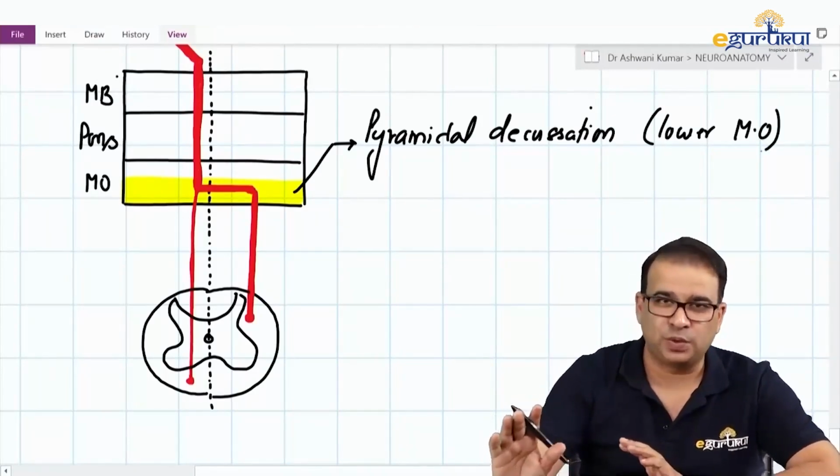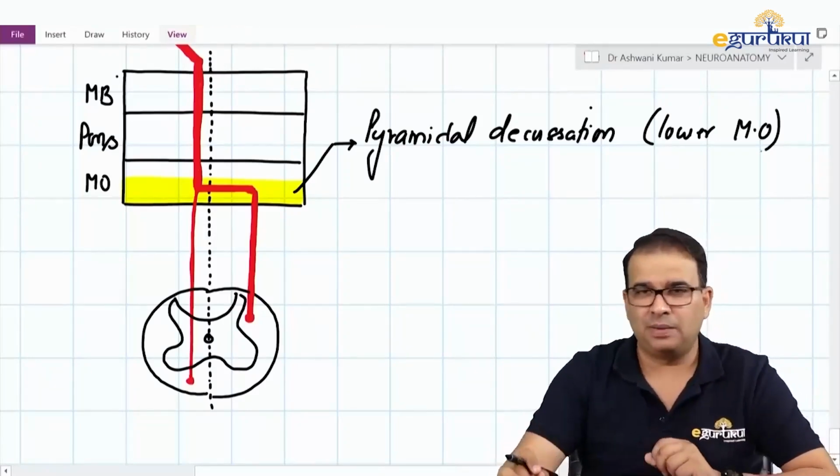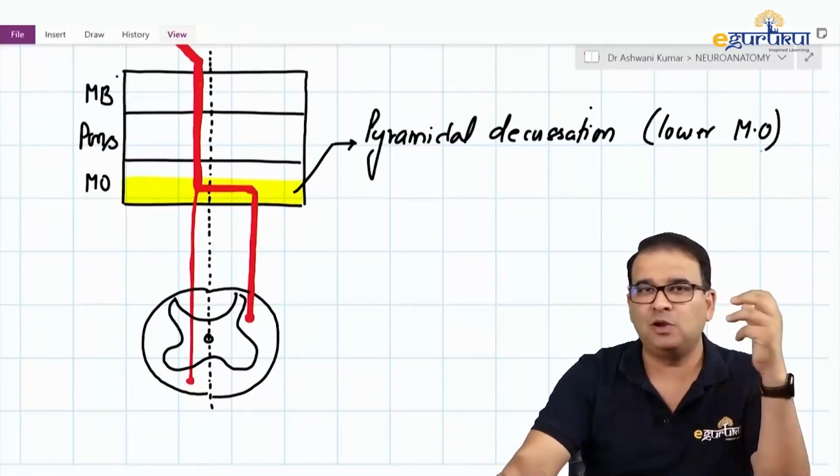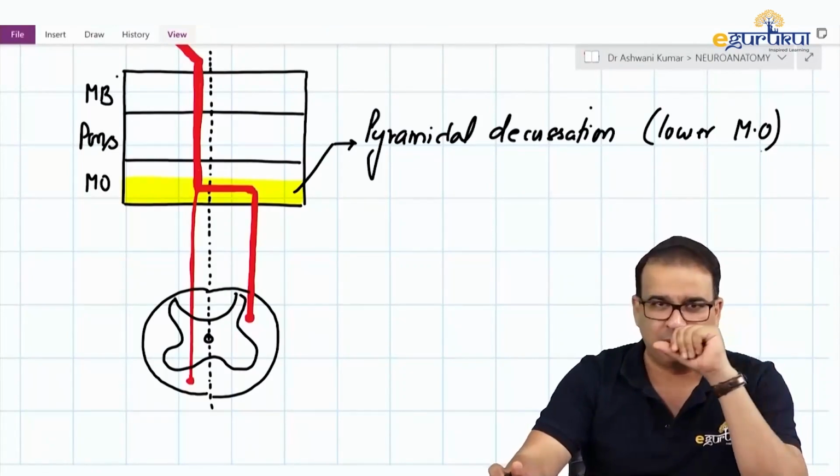That's one question. They've asked this question more than once. What is the level for pyramidal decussation? It's not enough to just say medulla oblongata. It is the lower part of the medulla oblongata.